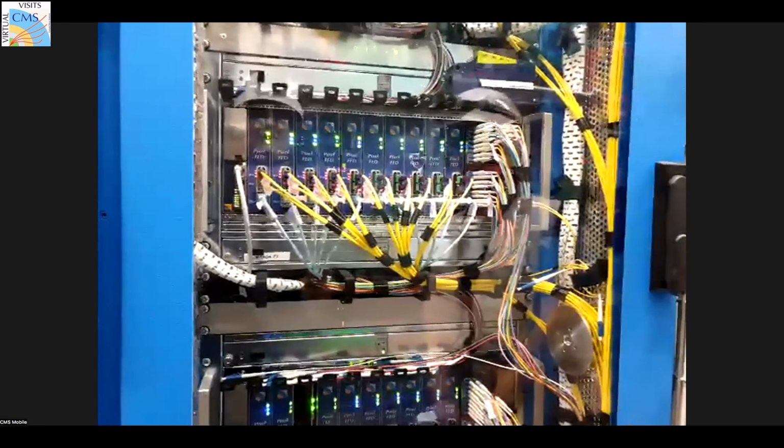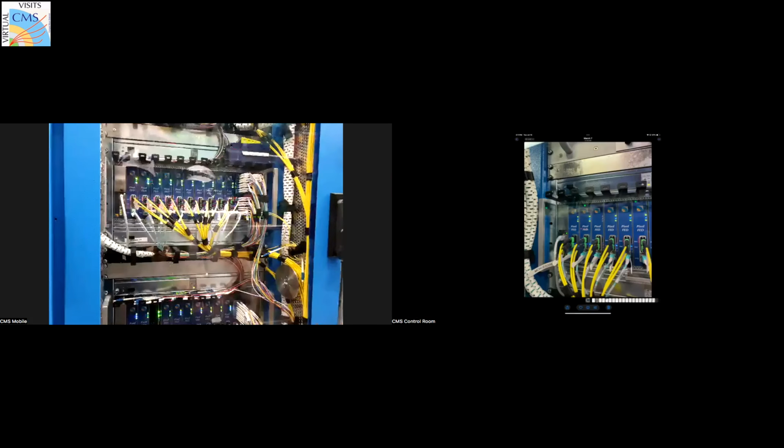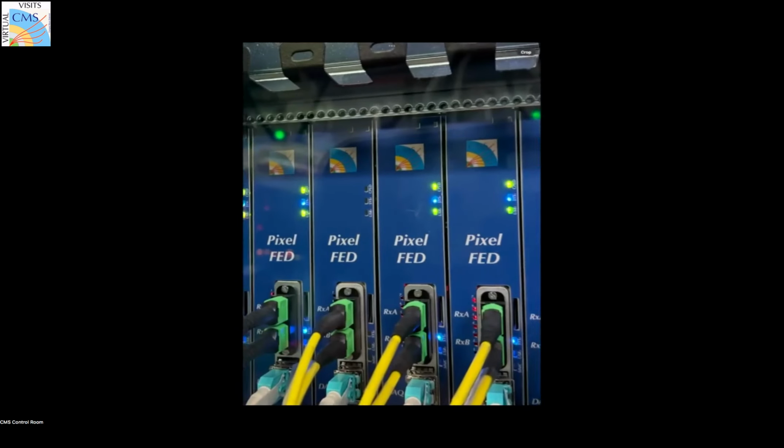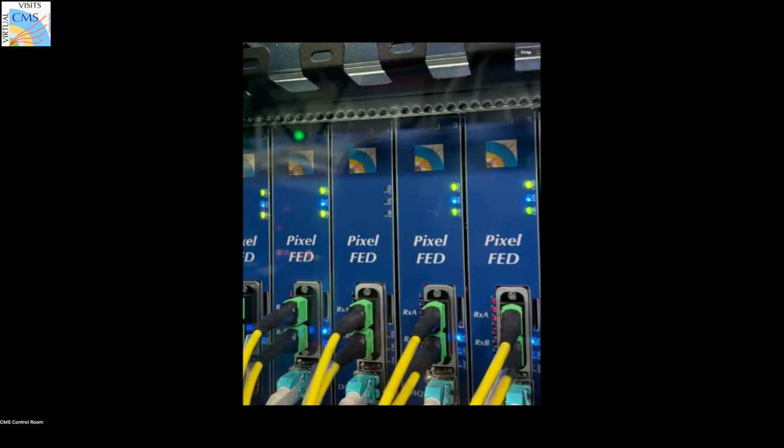We'll transition to the picture. So on the right, basically, which one of these feds has a problem? You can try to guess yourself. So this is just what it's like to work on these subsystems day to day.